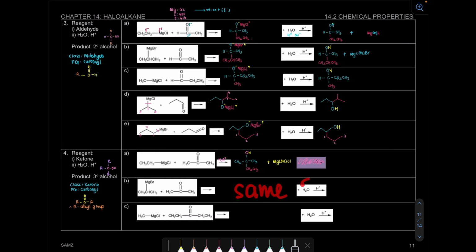And then as we can see, we still gonna form tertiary alcohol. Okay, so as we can see, number 2 dengan 4 sama sahaja step dia. Tapi cuma if we have different reagent, we're going to form different class of alcohol.